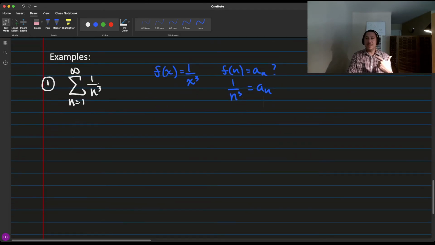Okay. Is the function continuous? Is 1 over x cubed continuous? Yes, except at 0. Notice my sum starts at 1, so I don't care about that fact. So then you would put here, this is criteria 3 satisfied.